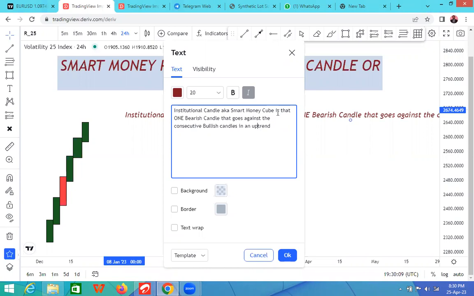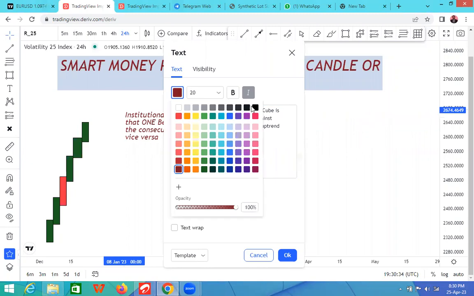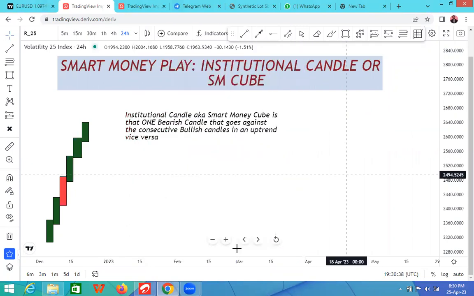Okay, I think this should be okay. I should put vice versa, right? Okay, let me put this. Our smart money cube is that one bullish candle that goes against the vice versa. Let me do it like this. Okay, I like using black for my lettering. All right, something like this.